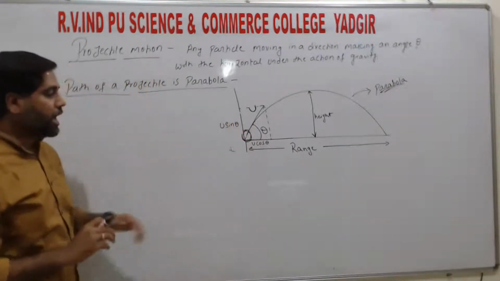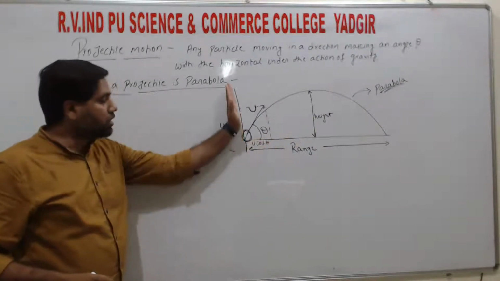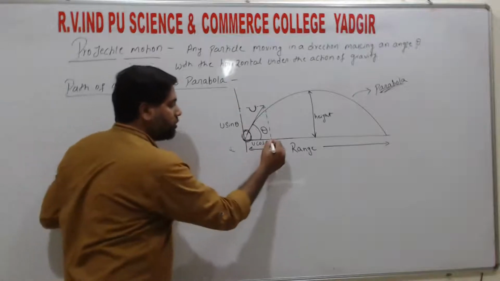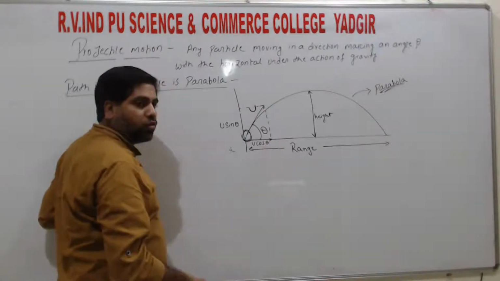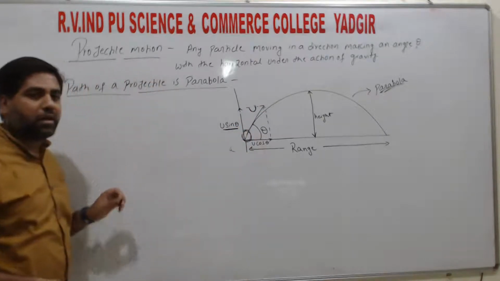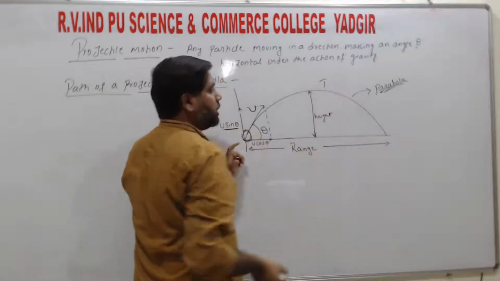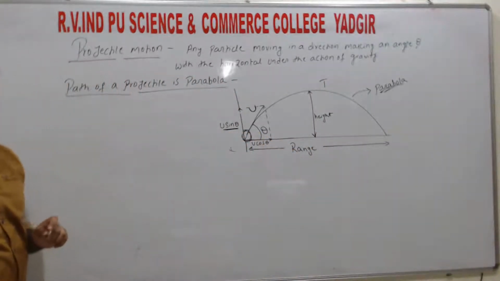That means we have two velocities. One velocity is along the horizontal and another is along the vertical. The horizontal velocity we take as u cos theta and the vertical velocity as u sin theta, right? Now for the total time of flight, that is denoted by capital T, right?